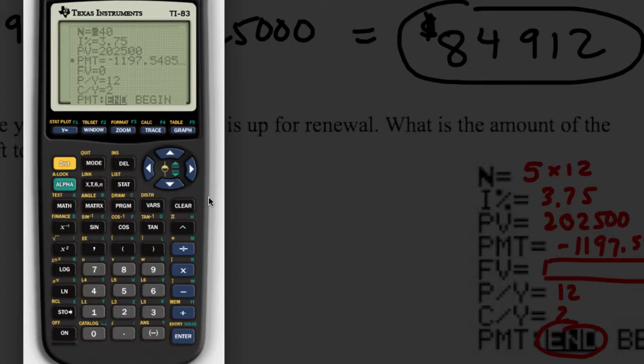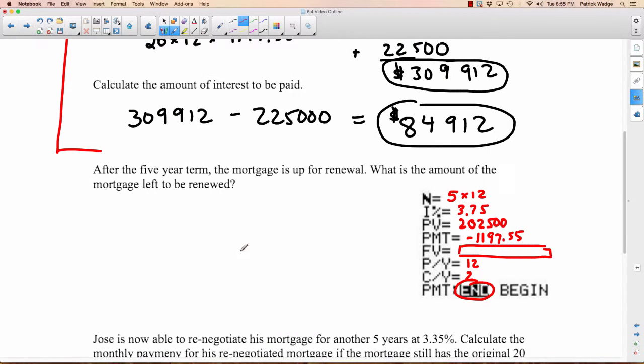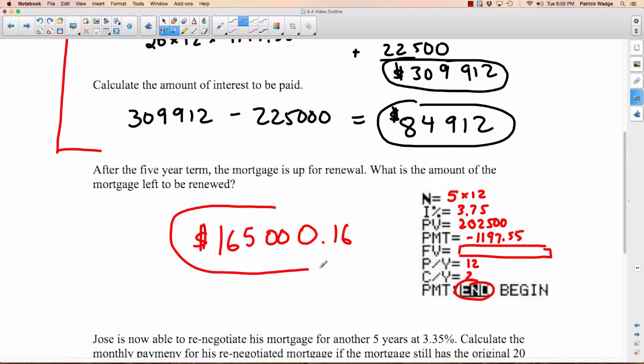TI-83 here. I have to change N to 5 times 12, or I know what that is, 60. I think that's it. Okay, so we go down to future value because that's what we're trying to calculate. Alpha, enter, and we get the amount. It is basically $165,000.16. There's our answer. That's how much money we still have to pay after 5 years. So 5 years has come up. The term's over. We still owe this much on the house.